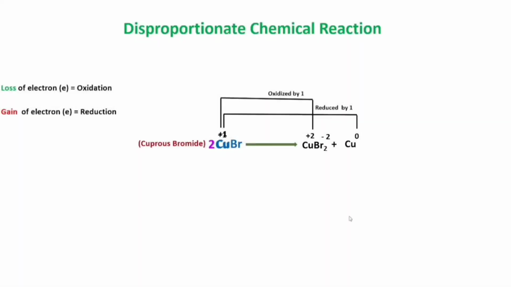To find out the N factor of copper in this chemical reaction, it is better to divide this complete reaction into 2 half reactions. In one half reaction, cuprous changes to cupric, and the oxidation state of copper is increasing from +1 to +2. Means the copper atom is losing electron and its positive charge increases. But beforehand, we have to balance both the sides.